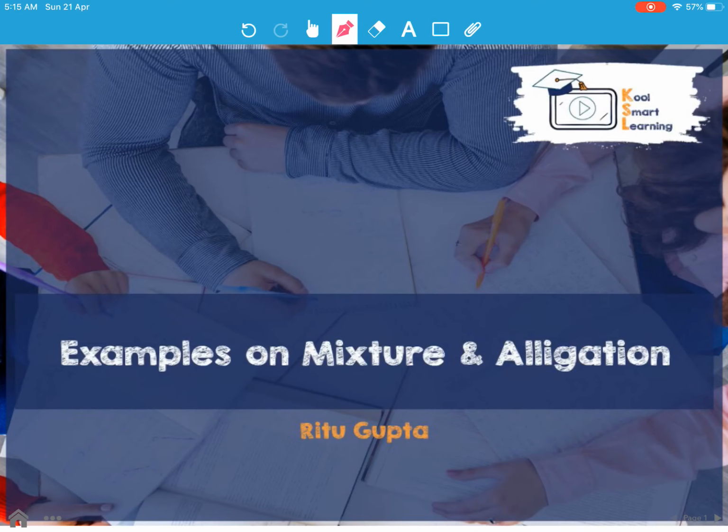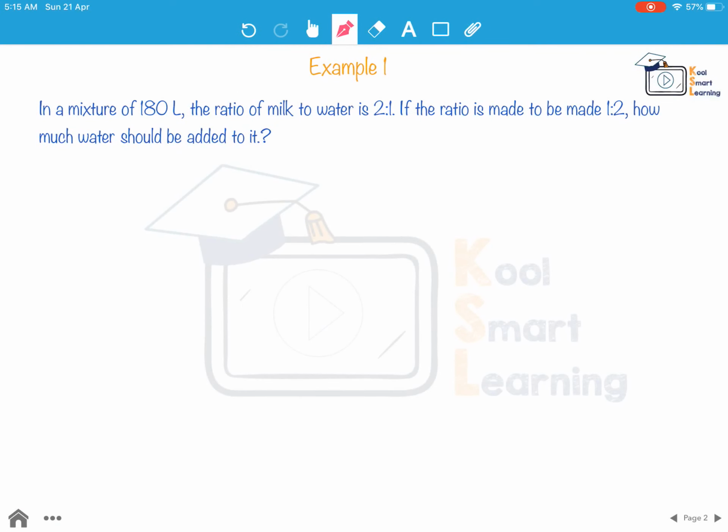Hello friends, this is a session on examples on mixture and alligation. We've discussed the concepts of mixture and alligation in a different session. So now we'll see how we use those concepts with the help of examples. So let's move to the first example.